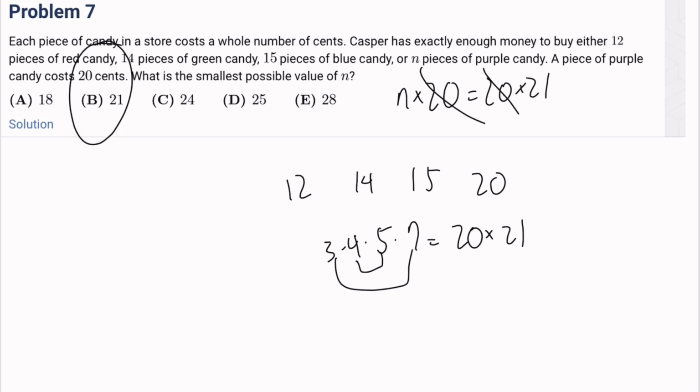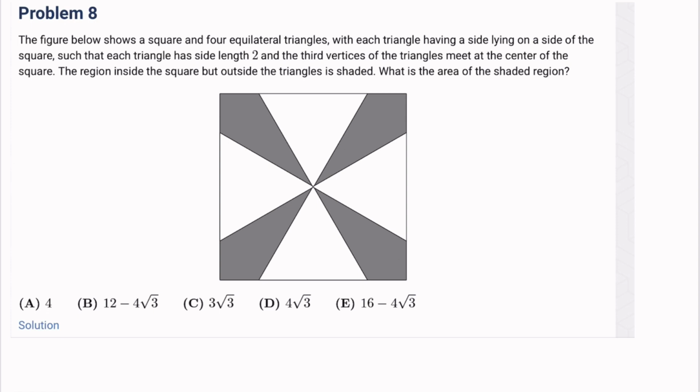The answer is B. Number 8, the figure below shows a square and 4 equilateral triangles, with each triangle having a side lying on a side of the square such that each triangle has side length 2, and the third vertices of the triangles meet at the center of the square. The region inside the square but outside the triangles is shaded. What is the area of the shaded region?